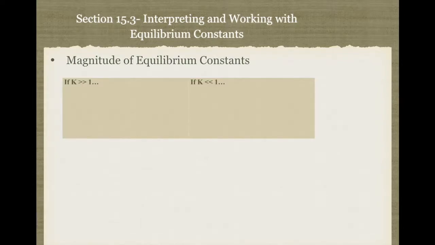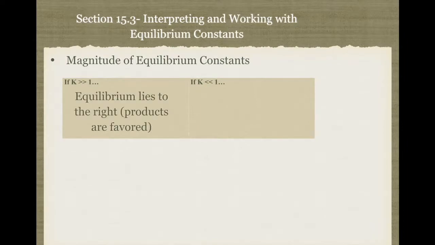Well, if your equilibrium constant is a lot larger than 1, what that tells you is that the equilibrium lies to the right. And since your numerator represents the products, that means that you have more product being formed than reactant.